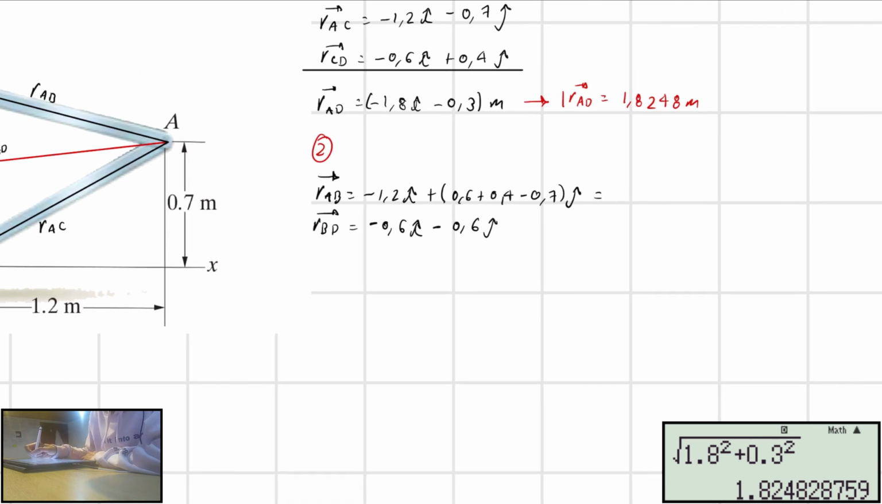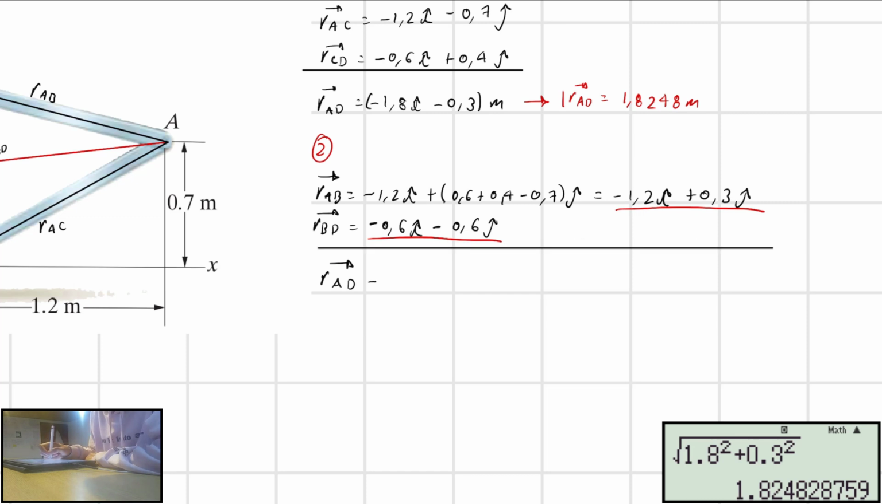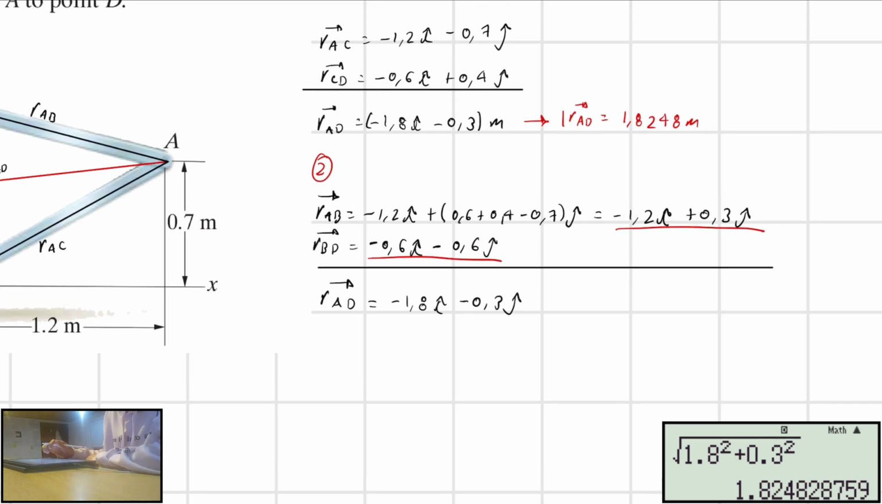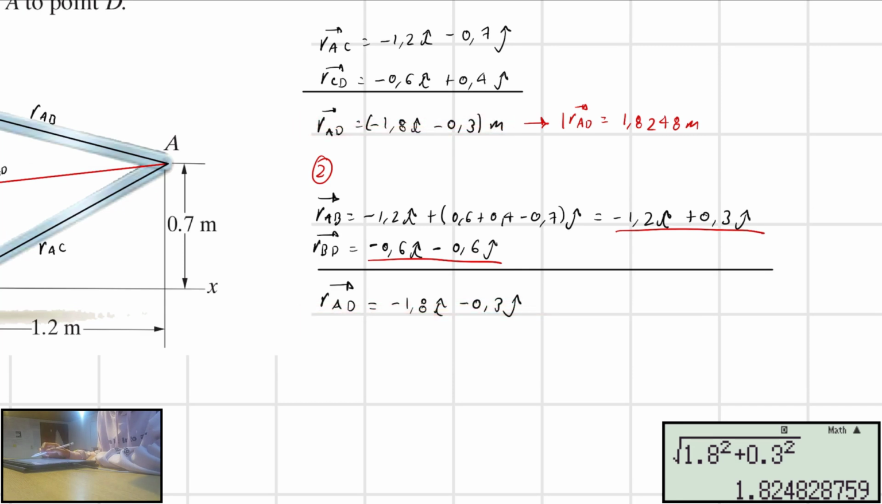This part is equal to minus 1.2 along the I direction. Right here we have a whole unit, 0.6 plus 0.4 minus 0.7 is equal to plus 0.3 on the J direction. Now, adding these two, I'll have the answer that we need. Our RAD is going to be equal to minus 1.8 on the I direction minus 0.3 along the J direction. Right here we have the same answer, and therefore we have the same magnitude.